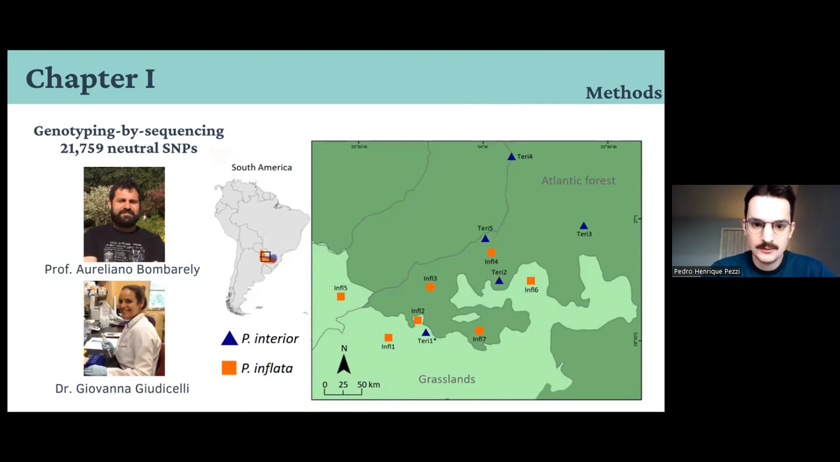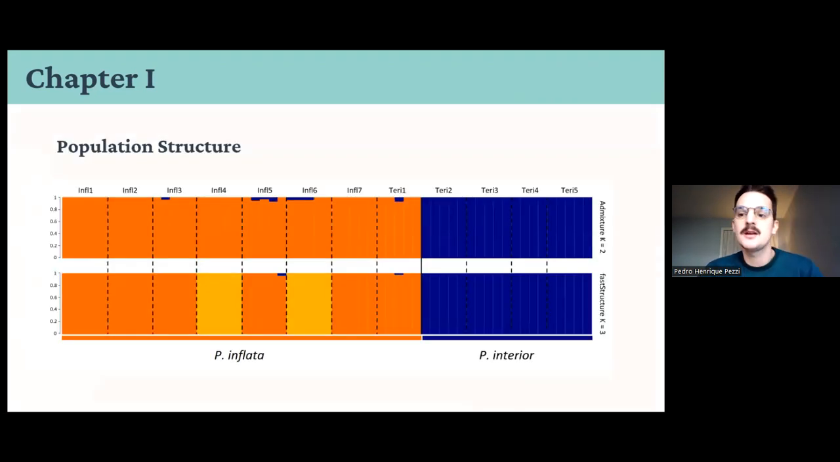And yeah, what we saw when we looked at the structure of these populations is that these species have different genetic components. And we can see little sharing of some of the blue genetic components here in the admixture, but it's not that much. And fastSTRUCTURE showed that K equals 3 and revealed that two populations of Petunia inflata would have their own genetic component.